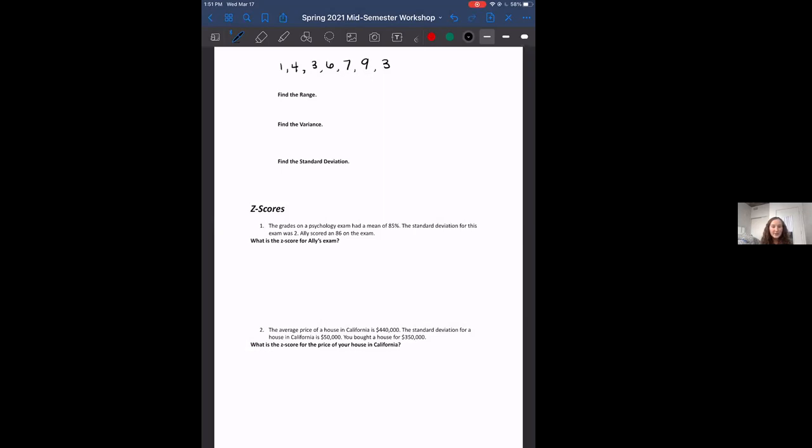So we just do the biggest minus the smallest. So what's the biggest number in the sample? 9. Yes, thank you. And what's the smallest? 1. Good. So 9 minus 1 is 8. So that's our range. All right, so now we're going to find the variance.